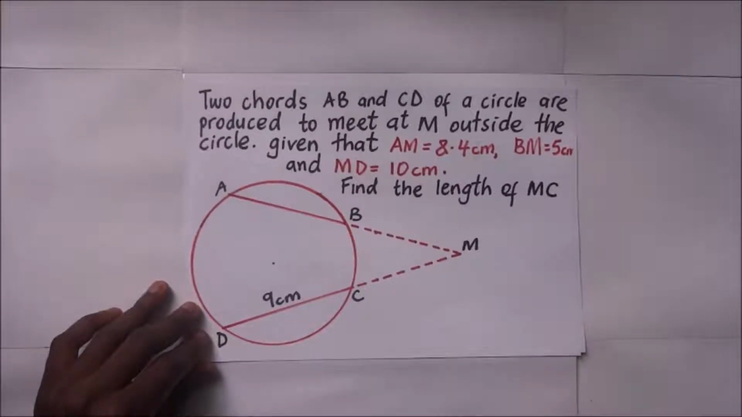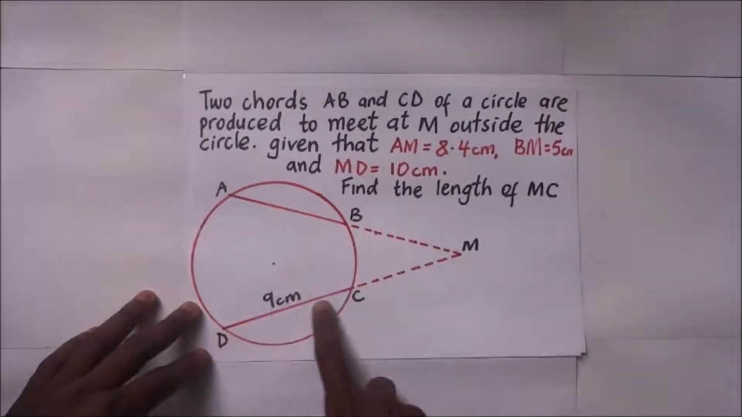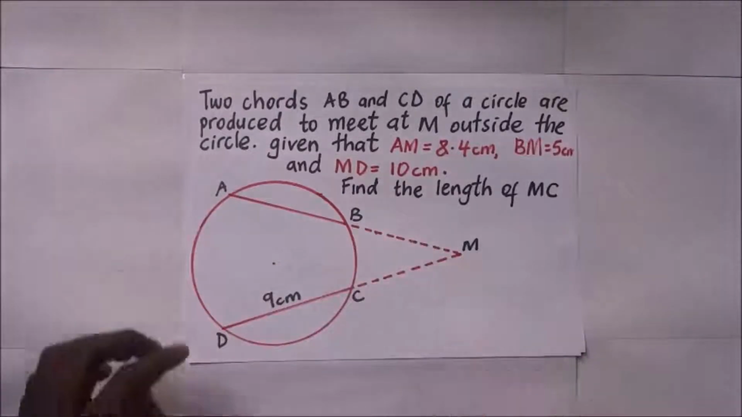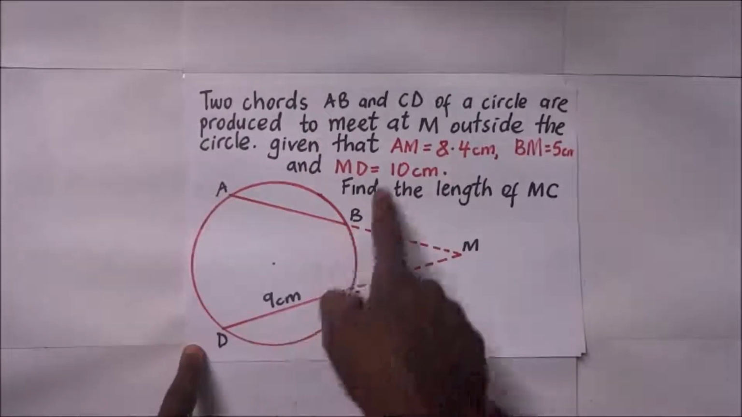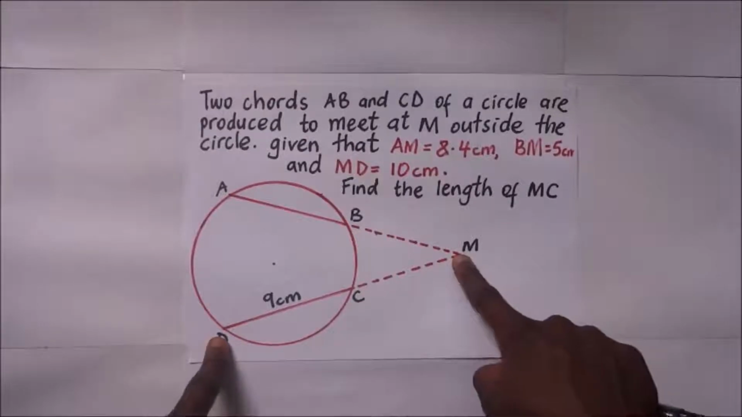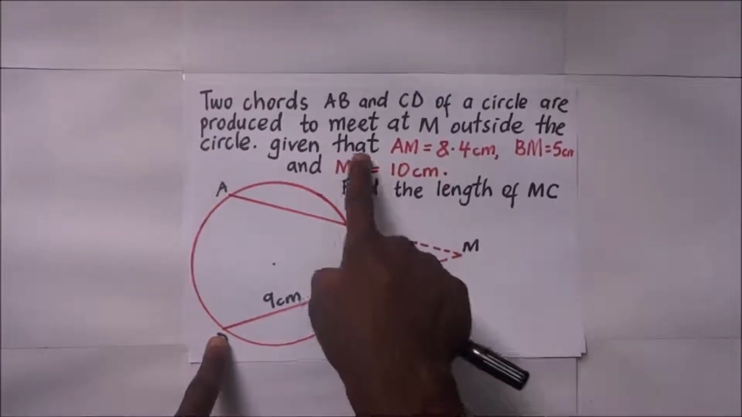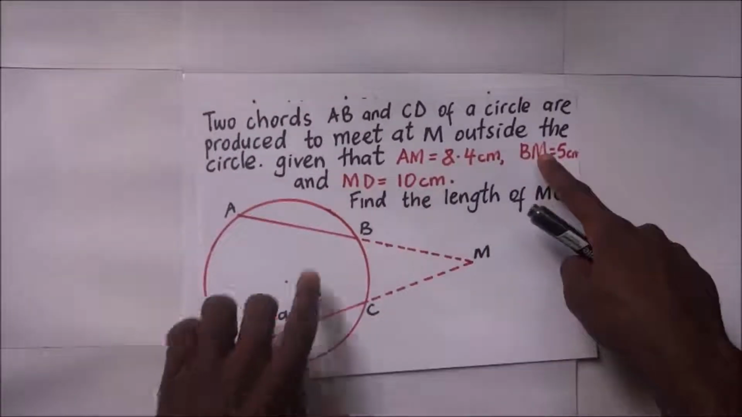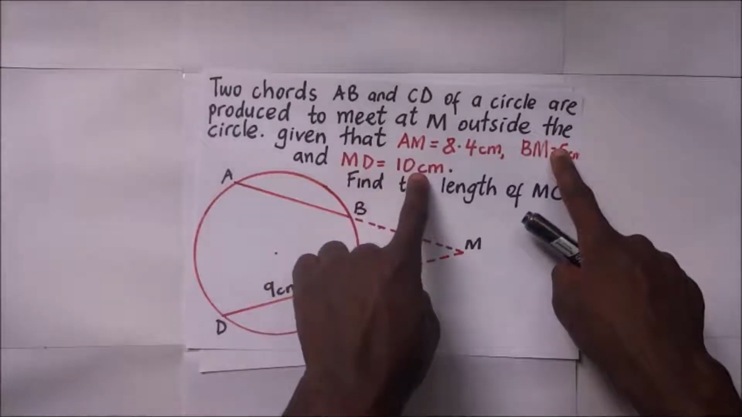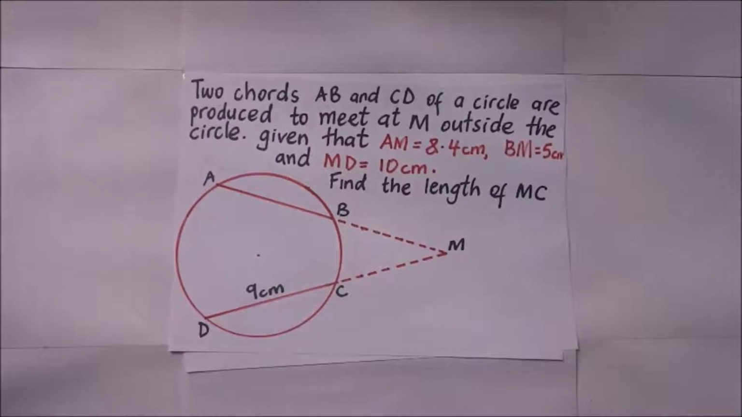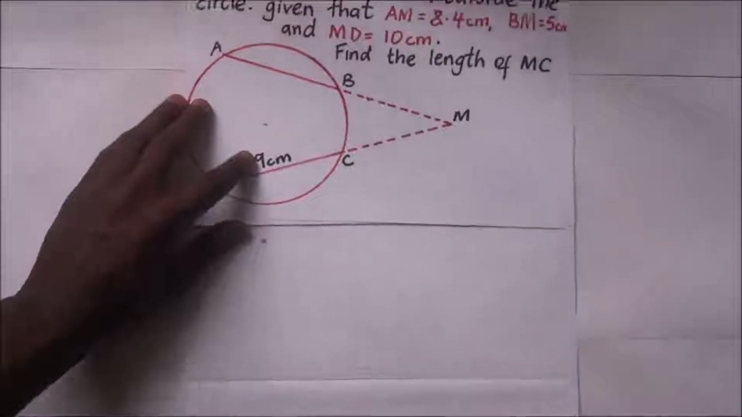Let's look at these two intersecting chords, AB and CD, right there. These two are intersecting at point M, and we are told that two chords AB and CD of a circle are produced to meet at M, outside the circle. Given that AM is 8.4 centimeters, BM is 5 centimeters, and MD is 10 centimeters, find the length of MC. So we need to find the length of MC. We are still going to use the property we've just done before.